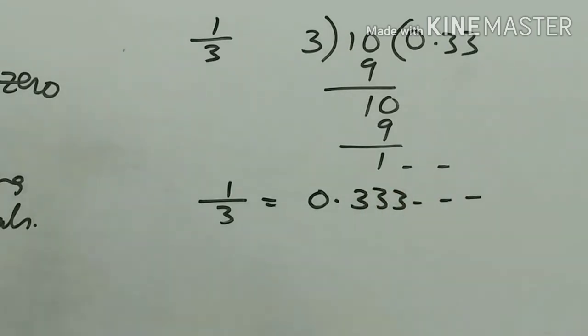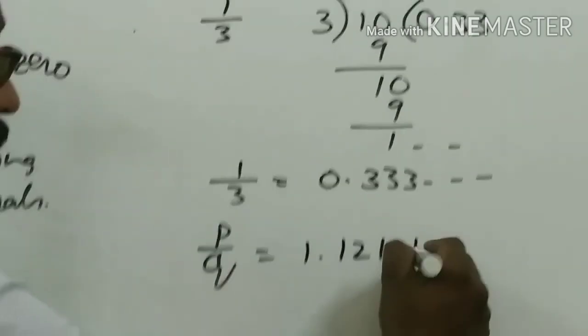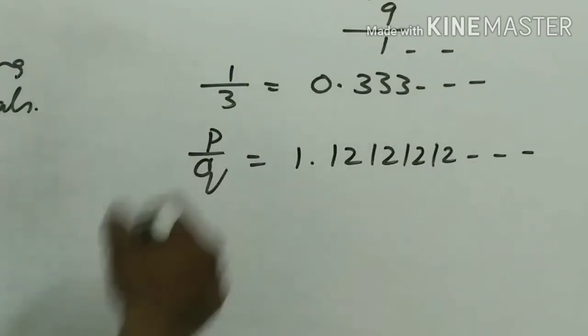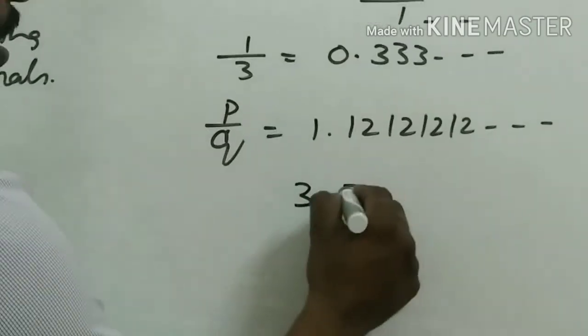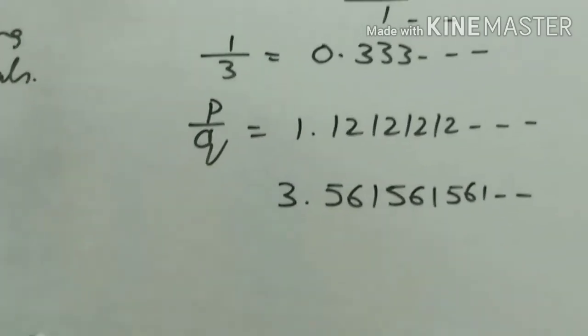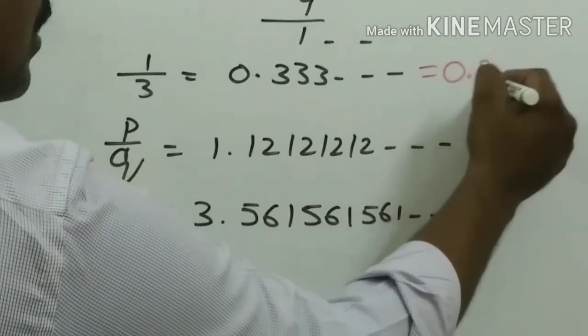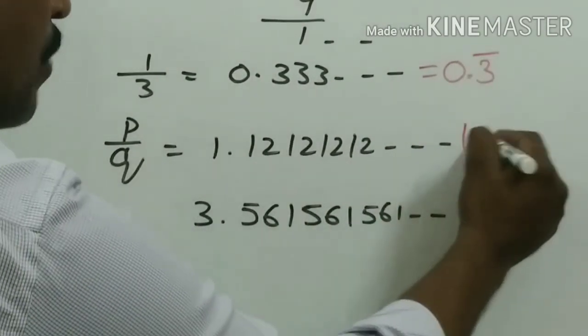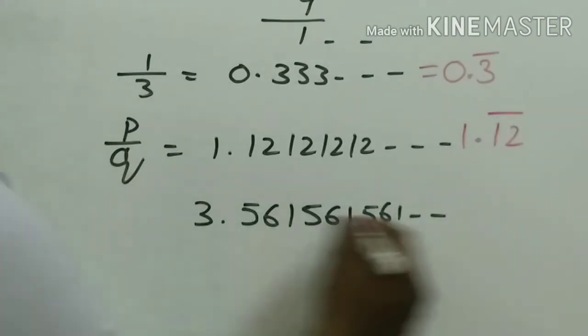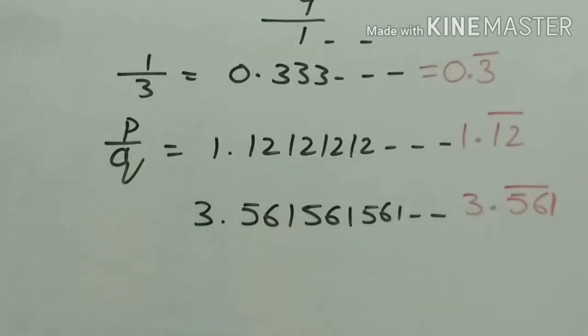So 1 by 3 can be written as 0.333 and so on, or some other fraction like 1.12121212 and so on, or 3.561 561 561 and so on. How can we write these? This is nothing but 0.3 bar, 1.12 bar, and 3.561 bar.